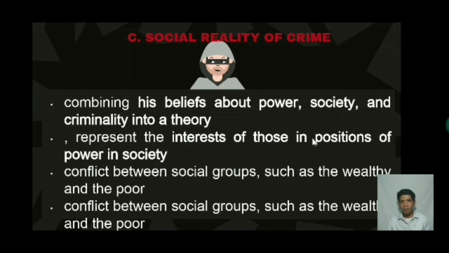So, social reality of crime. According to Richard Quinney, combining his belief about power, society, and criminality into theory represents the interest of those in position of power in society. Conflict between social groups such as the wealthy and the poor. So, the poor people find it unequal since the rich people and those in power are benefited by the law, and poor society were deprived of everything. So that's the social reality of crime.